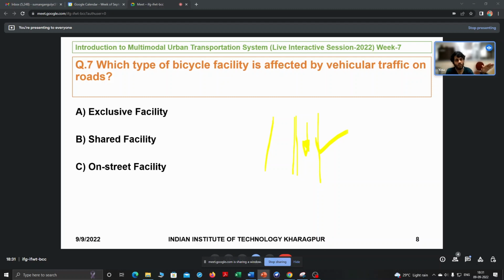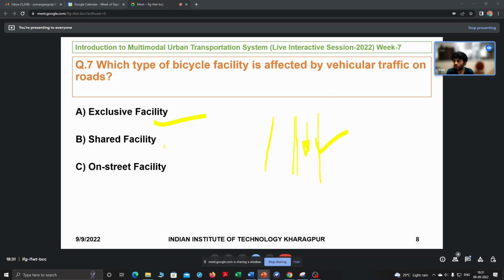It is not continuous or separated by a marking like a white marking also. It is just a physical separation of the facility. So it is called the exclusive facility. What is the shared? In a shared facility, normally bicycles and pedestrians are sharing the facility, right? Although in Western countries sometimes there are also other vehicles sharing, but here ideally sharing means pedestrians as well as bicyclists are physically sharing the facility.